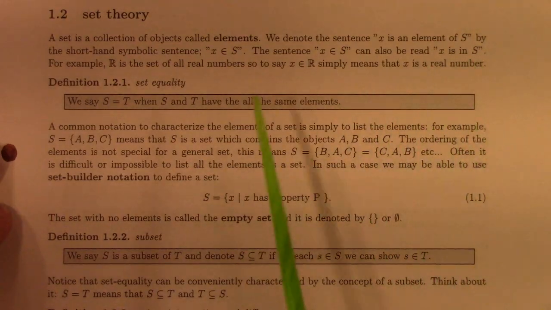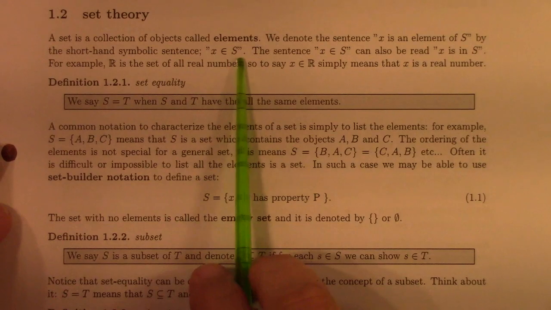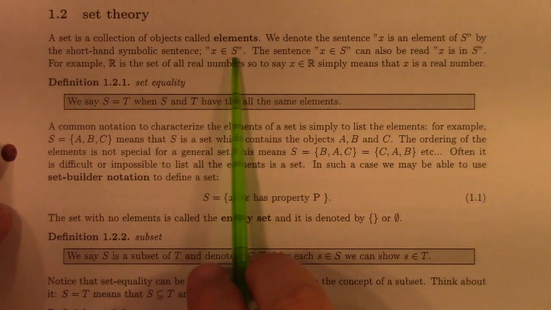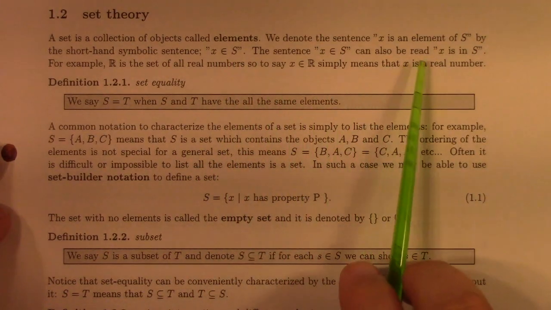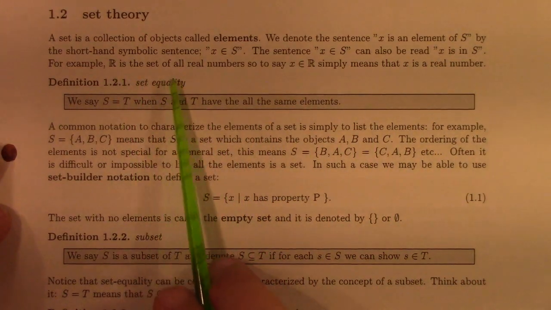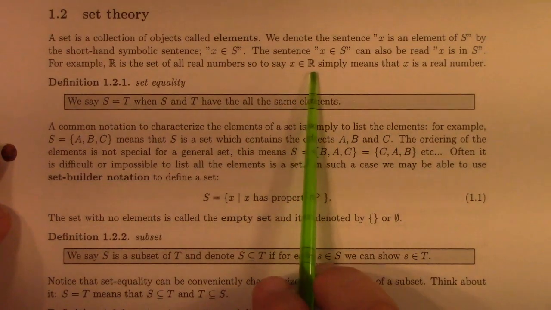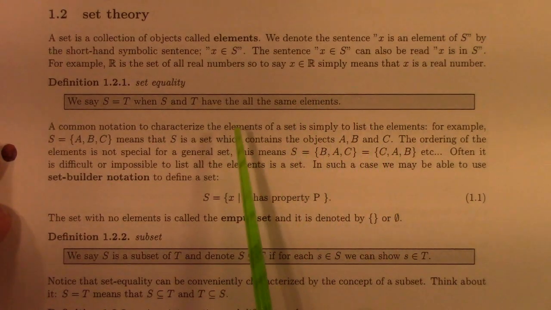X is an element of S. We have a shorthand for that, X, element of S. This is a shorthand for X is an element of S. Or you could also read it X is in S. For example, R is the set of all real numbers, so when we say X is an element of R, that just means that X is a real number.